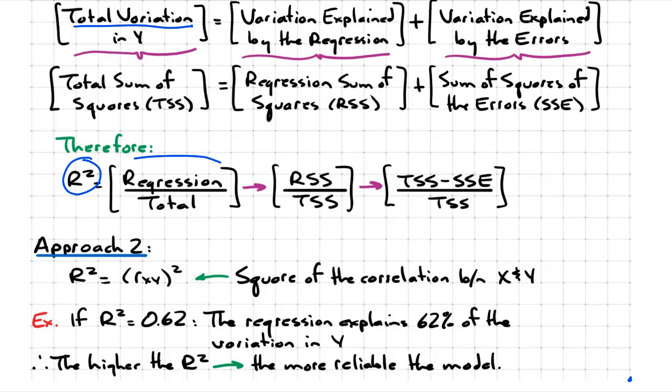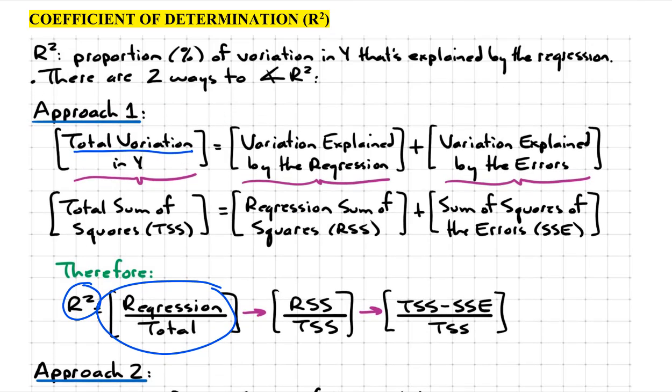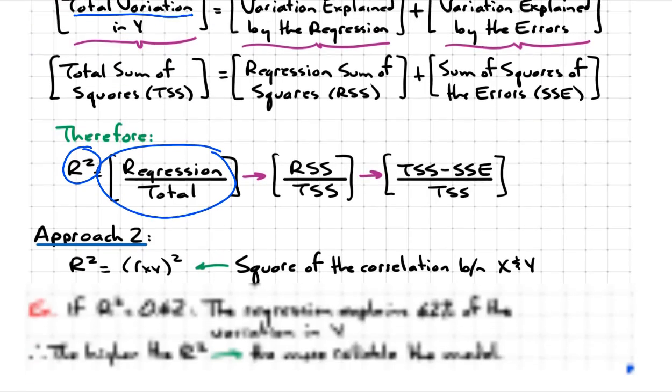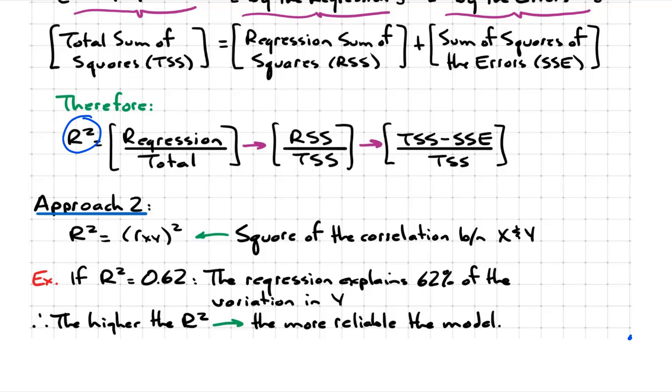And this here is just straight out of the narrative that we looked at over here. R squared is the percentage of variation, or we should say percentage of total variation that's explained by the regression. And you can see that right here. Here's the total variation, which is quantified by total sum of squares. But we want to know what portion of that is captured by the regression. And that's quantified by the regression sum of squares.